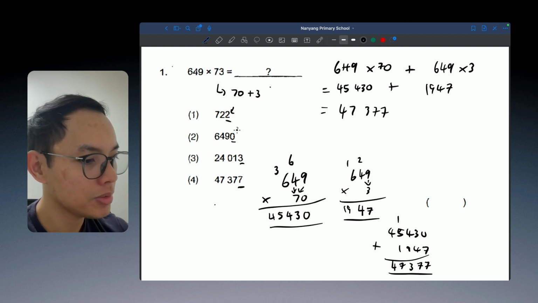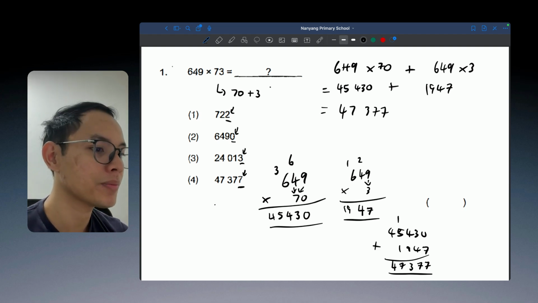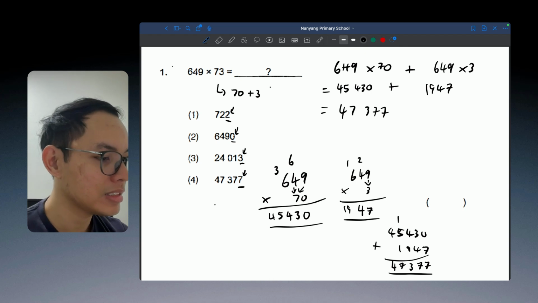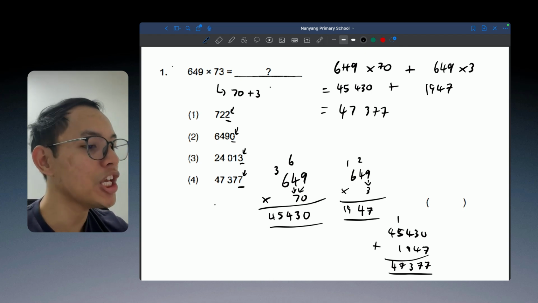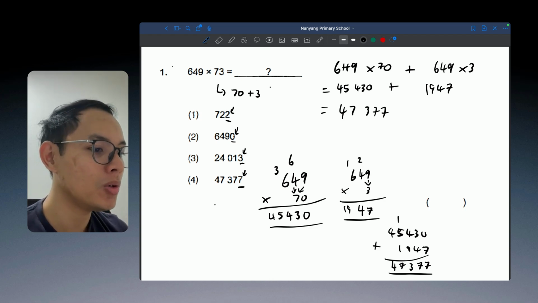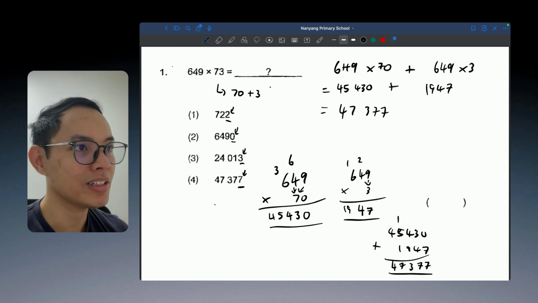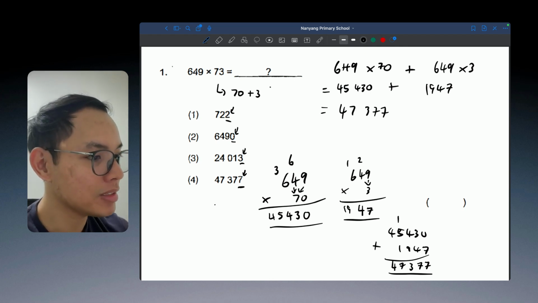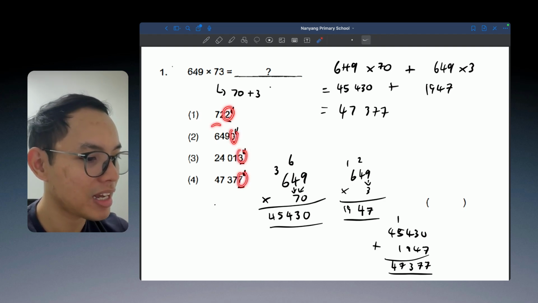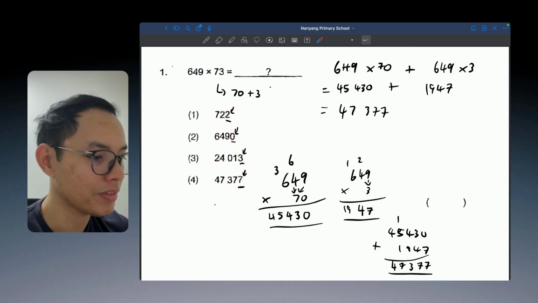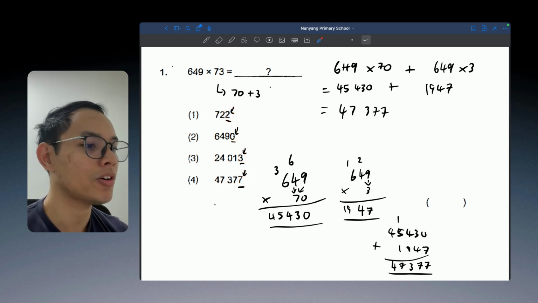You have the number 2, the number 0, the number 3, and the number 7 in the ones place. And the thing is, in this question, they're all different. So that means if you know the last number of the answer, you will know the correct answer. I just repeat, because the last numbers are all different, and all of these other numbers are also very different. So if you know what the last number is, you will get the correct answer.